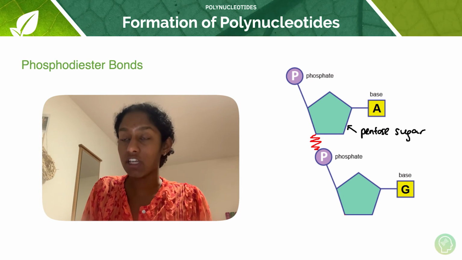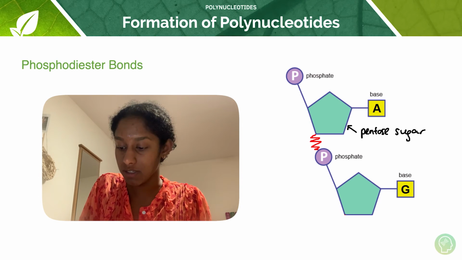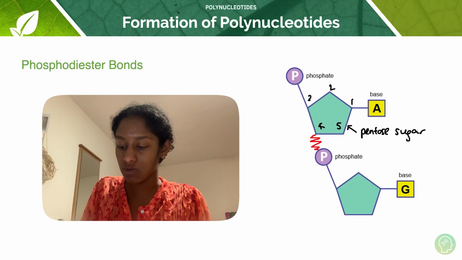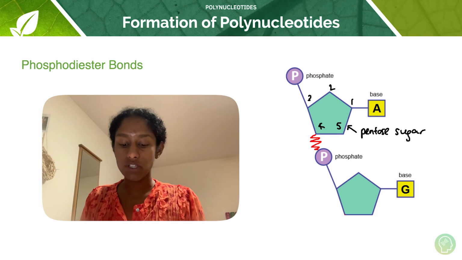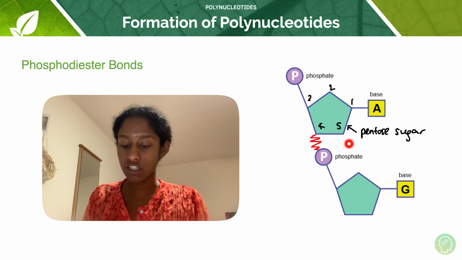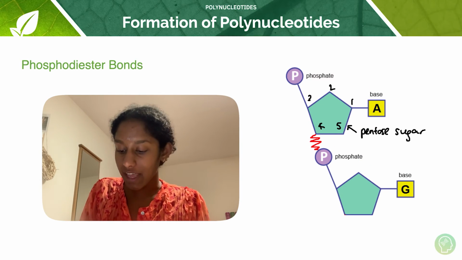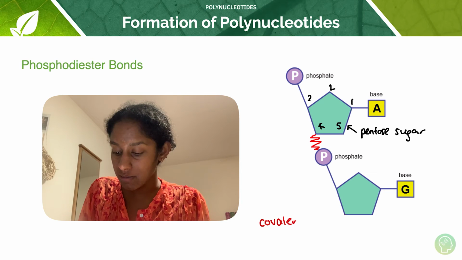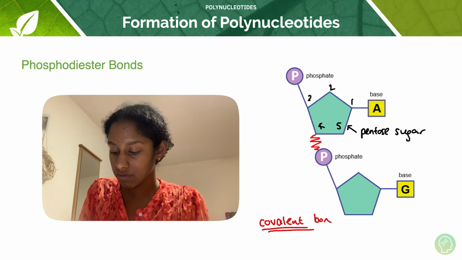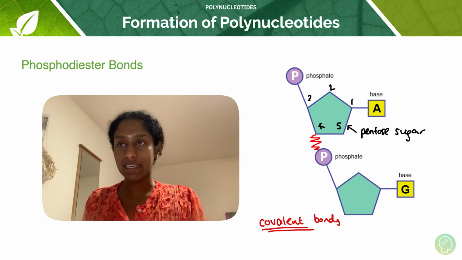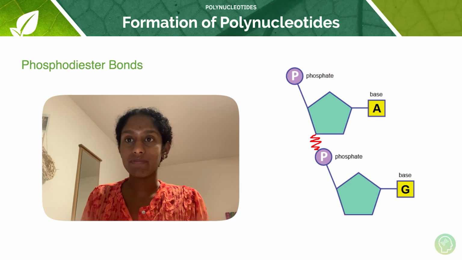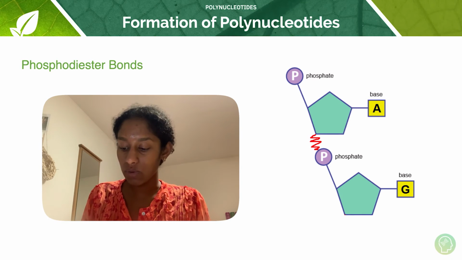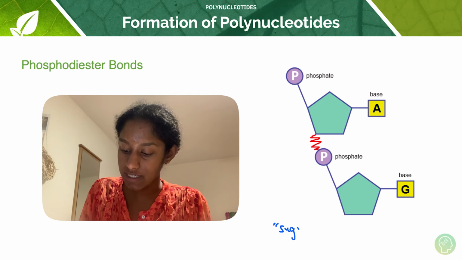And remember, we call it a pentose sugar because it's got 5 carbons. 1, 2, 3, 4, 5. Therefore, it's called a pentose sugar. So these phosphodiester bonds are forming between the phosphate group of one nucleotide and the pentose sugar of the next nucleotide. And they are covalent bonds. Alrighty. So they create a polynucleotide chain. And these chains have what we call a sugar-phosphate backbone.